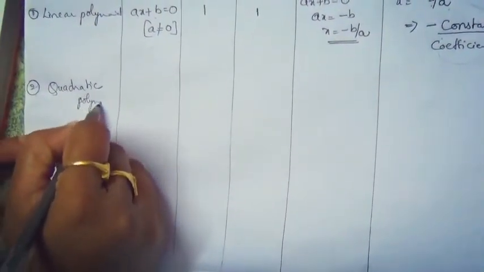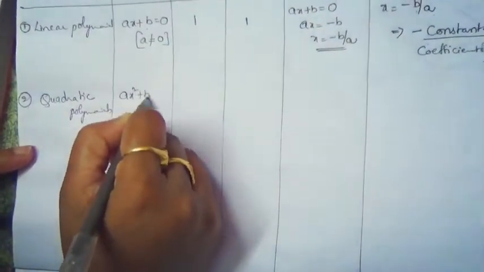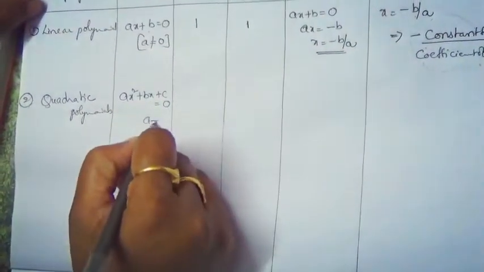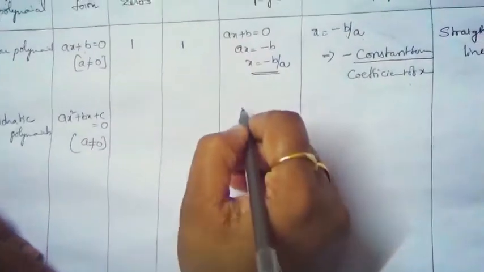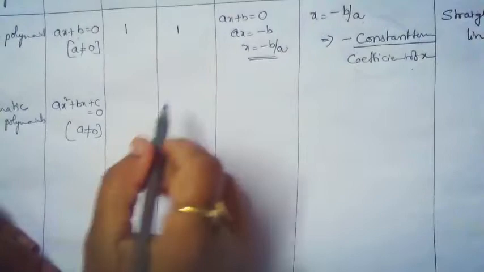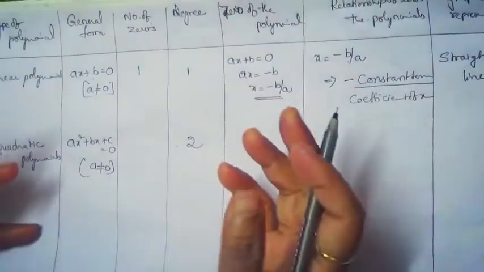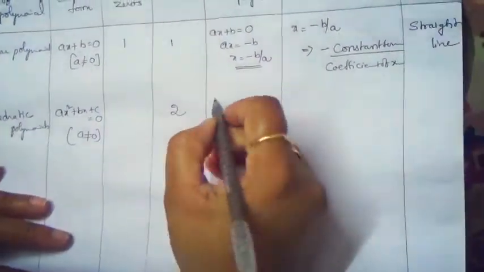Okay, the second one is the quadratic polynomial. The general form is ax square plus bx plus c is equal to 0, and a should not be equal to 0. How many zeros of the polynomial will you get? 2 zeros. Why? Because the degree is 2. The degree is 2, so you will get 2 values. Just assume those 2 values as alpha and beta.